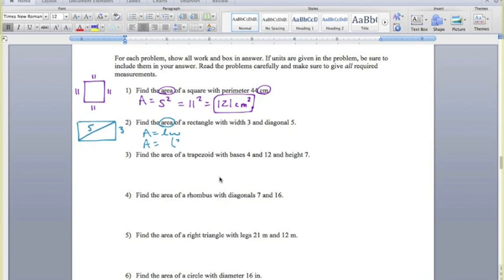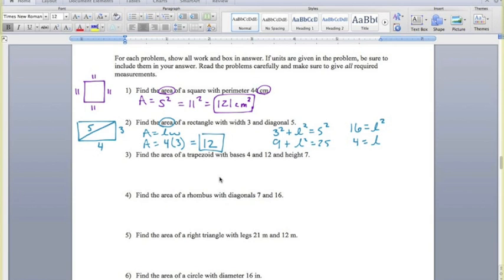I know the width is 3, but 5 is not the length. 5 is the diagonal. So how do I find that missing length side? Pythagorean theorem. So we're going to do 3 squared plus the length squared equals 5 squared. So 9 plus length squared is 25. Subtract out and I get 16 is my length squared, which means the length of the rectangle is 4. Plug that in and I get 12. There are no units in the problem, so I don't need any units in my answer.